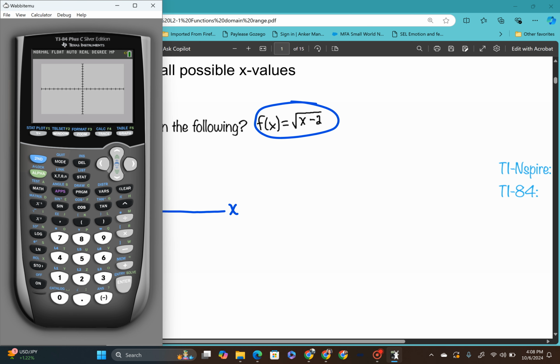And now it's going to bring me back to negative 10 on the left, positive 10 on the right, negative 10 on the bottom, positive 10 on the top. So now I can see it starts at 2. So let's go second graph. Let's look across from 2 and we see 0. You'll see that? So across from 2 is 0.